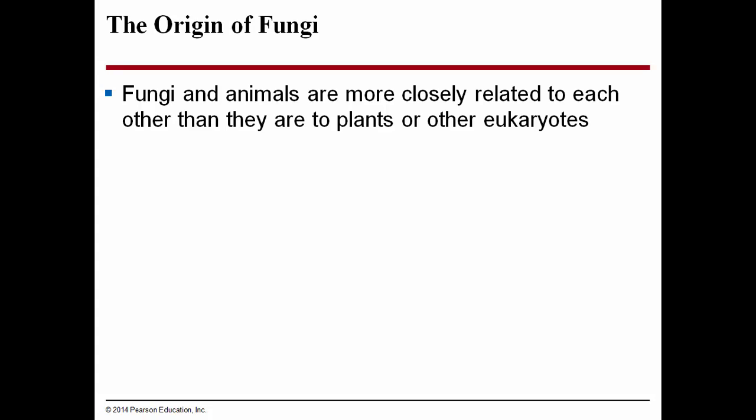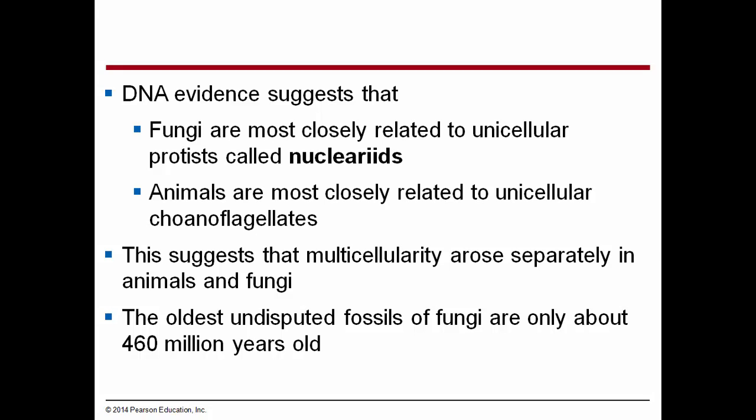The origin of fungi. Fungi and animals are more closely related to each other than they are to plants and other eukaryotes. DNA evidence suggests that fungi are most closely related to unicellular protists called nuclearids. Animals are most closely related to unicellular choanoflagellates. This suggests that multicellularity arose separately in animals and fungi.